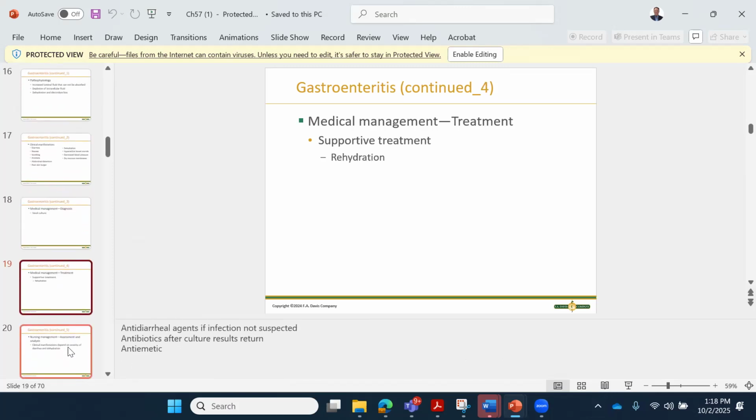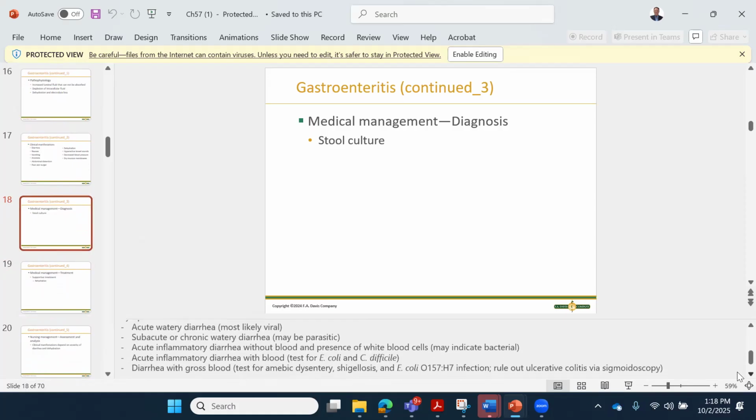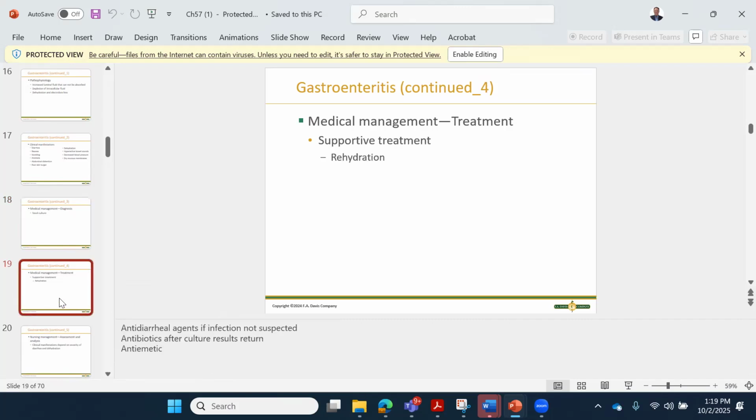Okay, also, there may be a need to test for different types of parasites. And that's one reason a stool culture may be done, for ova and parasites. And again, as it relates to ova and parasites, it is really important to have a good history, not only as it relates to where the patient has recently traveled, but if they have a history of consuming raw or undercooked foods. So you also want to think about the treatment being supportive treatment with rehydration.